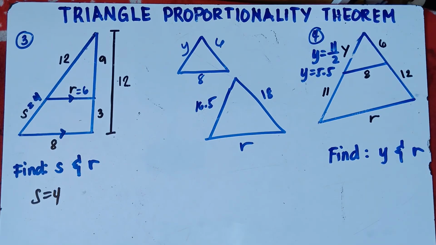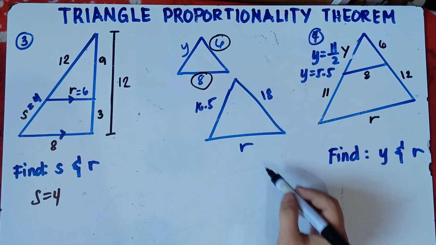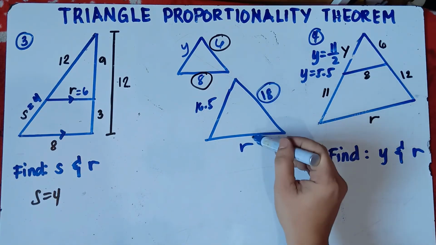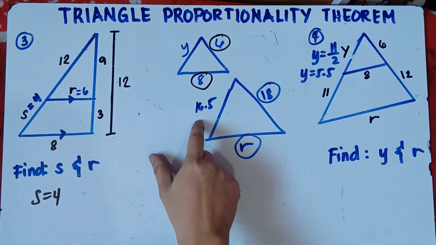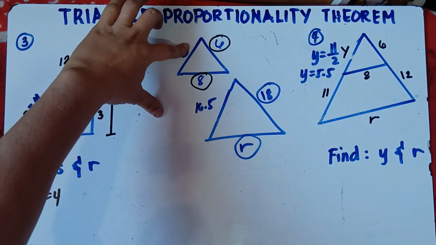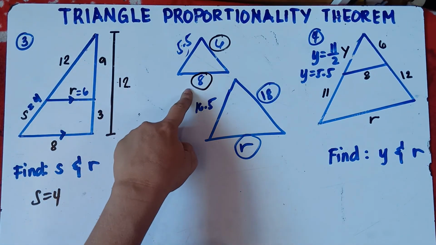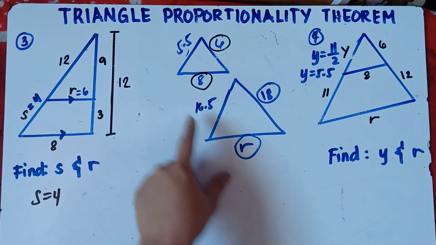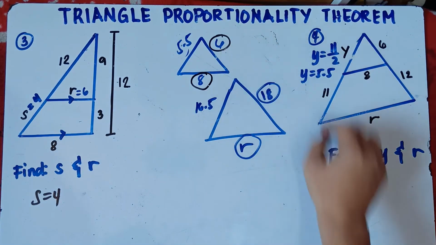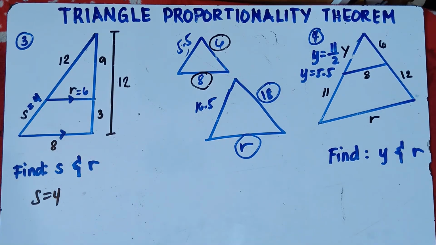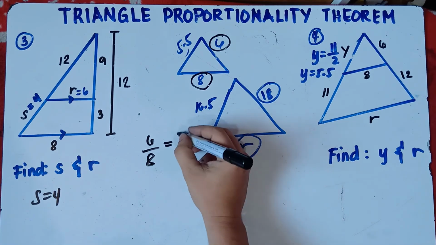Now to find this one, class, to solve for r, we will just be using this side over this side. Then this side over this side, right? Because this side is a decimal, it will be complicated, class, if you're dealing with decimal. So once again, this y right here is 5.5. So imagine, class, if you use this side over this side, then this side over this side, it will be complicated, class, because this is decimal. So we will be using 6 over 8, then 18 over r. So this will be 6 over 8 is equal to 18 over r.